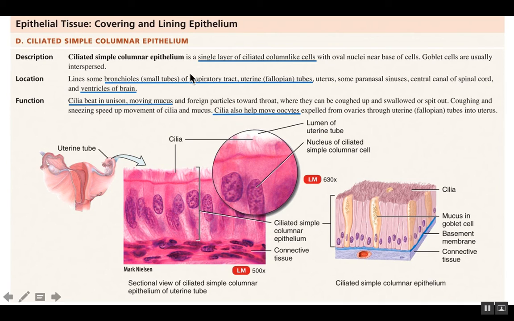So lining of the respiratory tract, like your bronchioles, is a good example of where you would find this. Bronchioles are the smaller tubes of the respiratory tract. You also find this type of tissue in fallopian tubes. So here's a drawing of a female uterus and ovary. This little tube here is a fallopian tube. It has to move the egg that has been released from the ovary through the tube towards the uterus. So you will find ciliated simple columnar in the uterine tubes, and it helps move that egg through the tube.